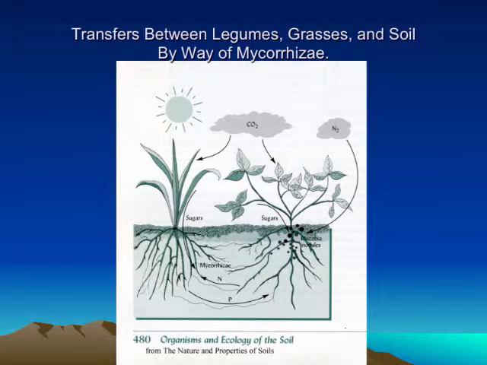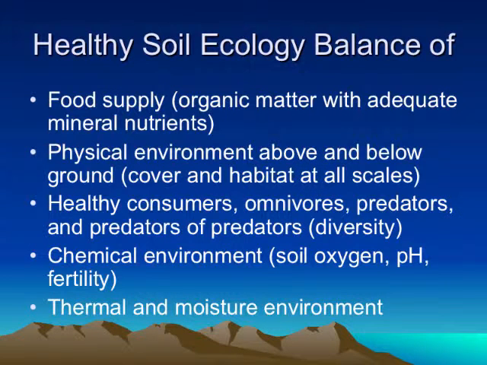Fungus help transfer nutrients from the soil to our plants. They also will connect between plants and help transfer nitrogen from legumes to our grasses. So a healthy soil ecology needs a food supply, organic matter for those organisms down in the soil. We need the proper physical environment. We need cover. We need habitat.